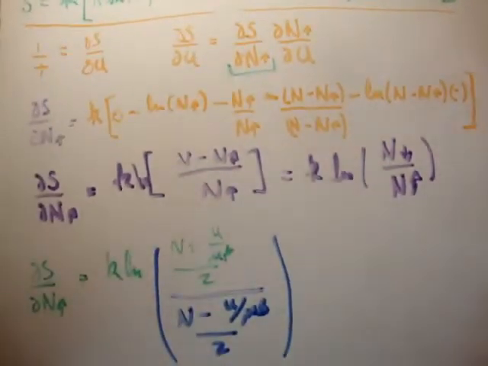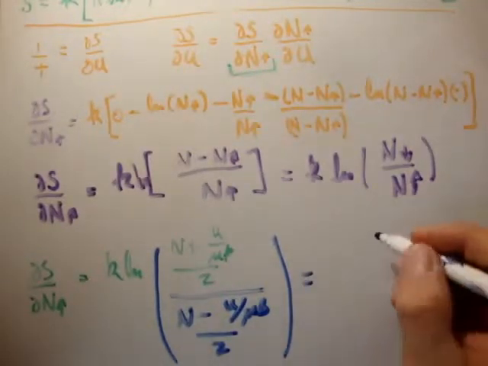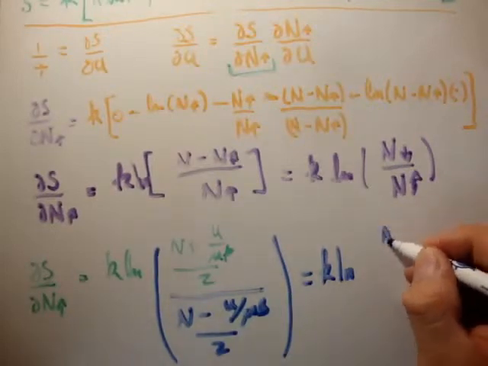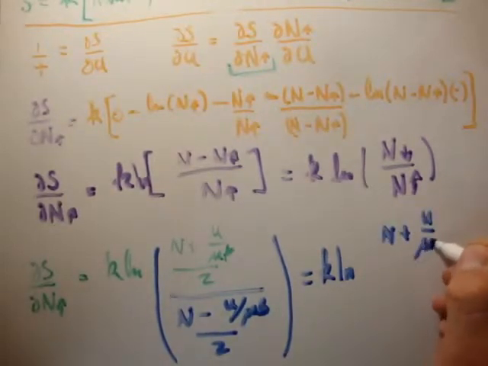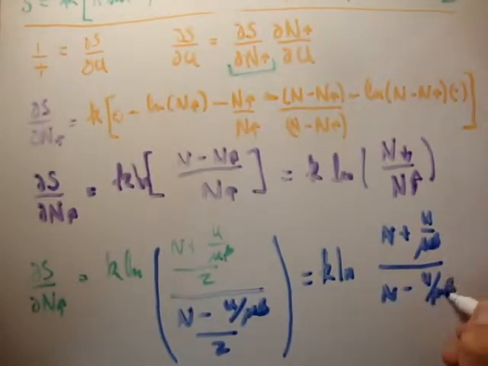Like that. Looks a bit hairy, but you can see there's lots of symmetry and all these things cancel out. We're going to get K log (N plus U over mu B) over (N minus U over mu B). And now we have a formula for del S del n up. Now you might say, it's looking mad, but really it's not. It's just a bit of algebra.